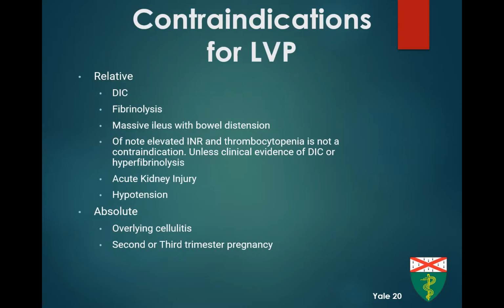The contraindications for a large volume paracentesis include DIC, fibrinolysis, massive ileus with bowel distension, overlying cellulitis, hypertension, acute kidney injury, and a late trimester pregnancy. It is important to remember that an elevated INR or thrombocytopenia are not contraindications. There are no absolute contraindications for a diagnostic paracentesis.